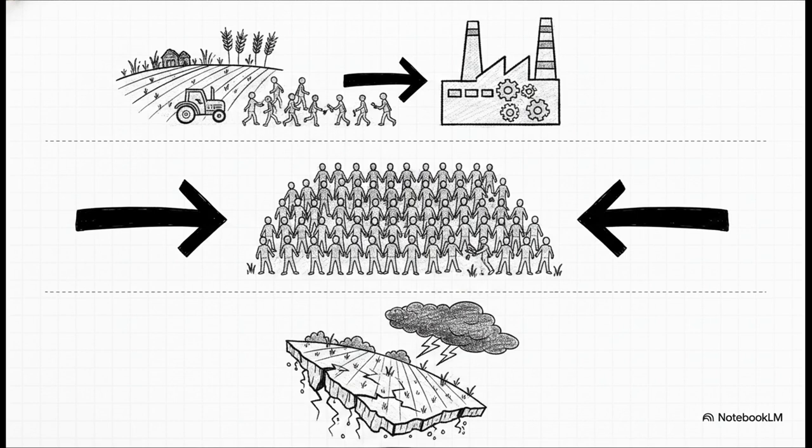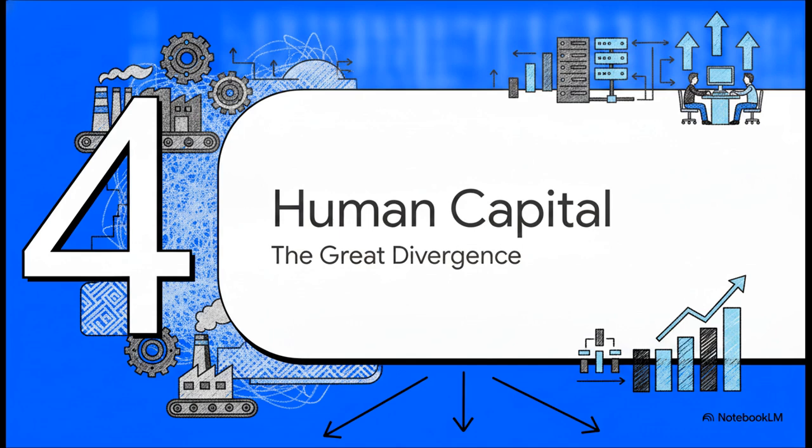China, on the flip side, successfully transitioned its masses from farms to factories. Pakistan, meanwhile, remains heavily dependent on a pretty volatile agricultural sector, which has unfortunately hindered its ability to achieve stable growth. Let's explore why this happened in Section 4, the human capital divergence.